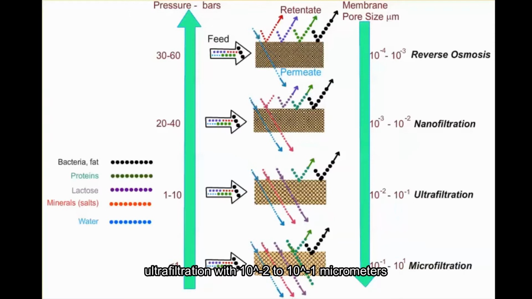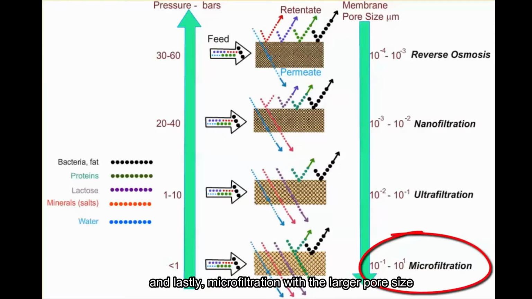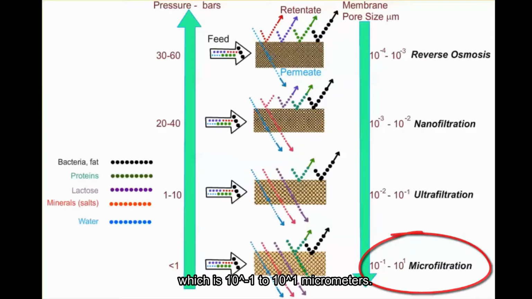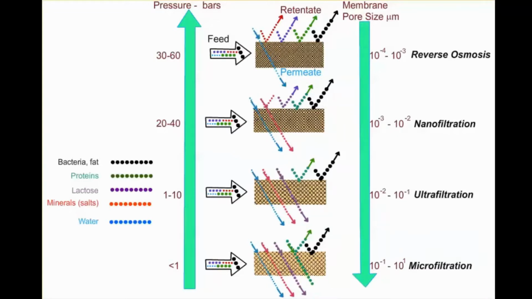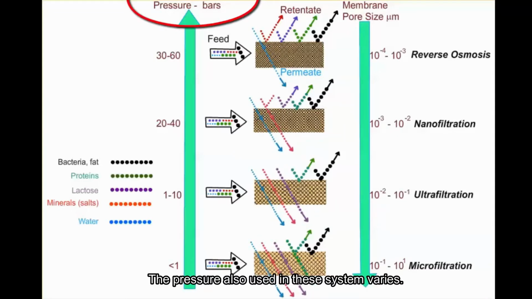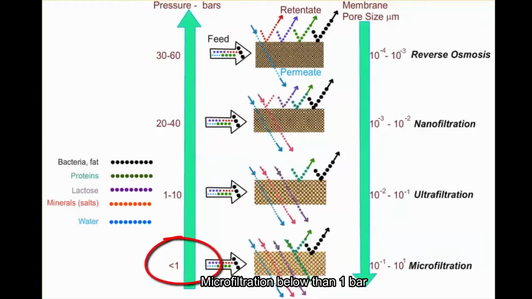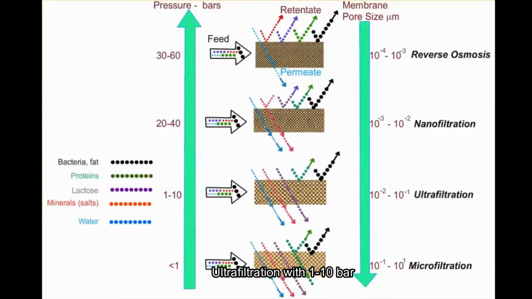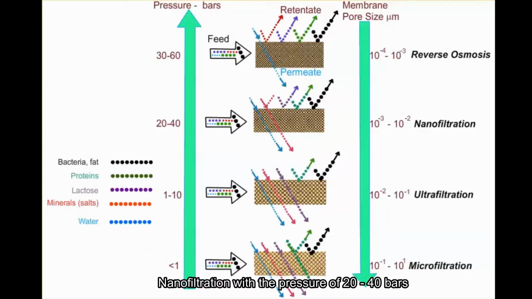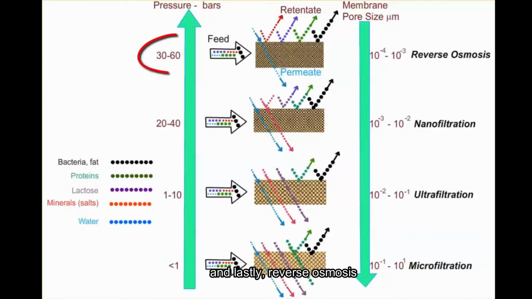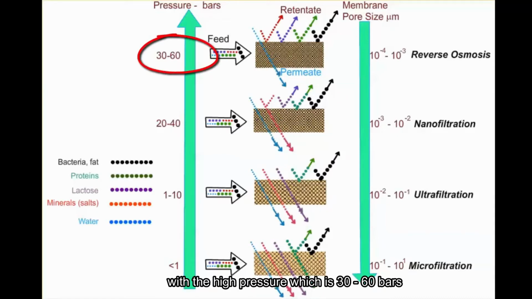Ultrafiltration is 10^-2 to 10^-1 micrometers. And lastly, microfiltration with the larger pore size, which is 10^-1 to 1 micrometers. The pressure used in these systems also varies. Microfiltration uses below 1 bar, ultrafiltration 1 to 10 bar, nanofiltration a pressure of 20 to 40 bars, and lastly, reverse osmosis, with the high pressure, which is 30 to 60 bars.